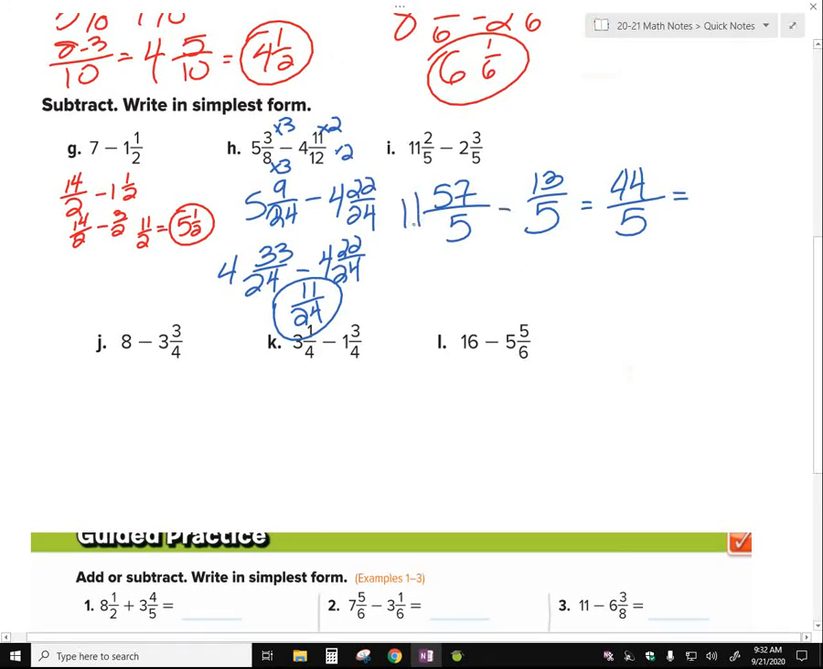No, we got the whole numbers. 44 over 5 is going to be 8 4/5.